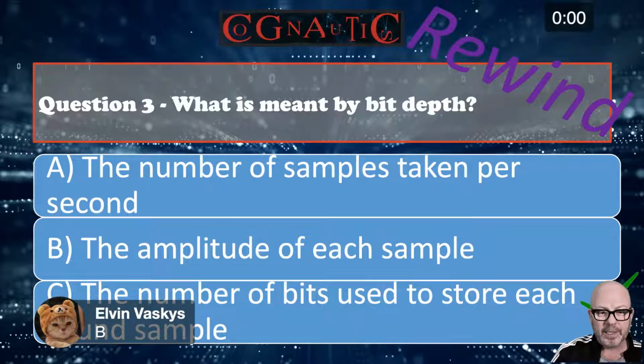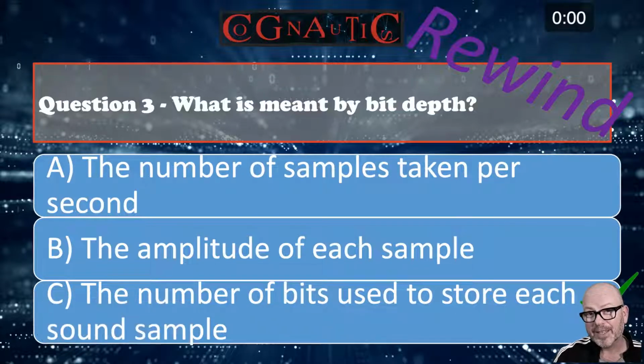The answer, ladies and gentlemen, is C. It's the number of bits used to store the sound sample, and that's what is meant by bit depth. So it's about the quality, the amount of information that's stored. And one of the things they'll try to get from you is that if you increase the bit depth or the sample rate, the file size will increase, but also the recording will be closer to the original. It'll be of a higher quality. So that's what they're looking to get out of you there.